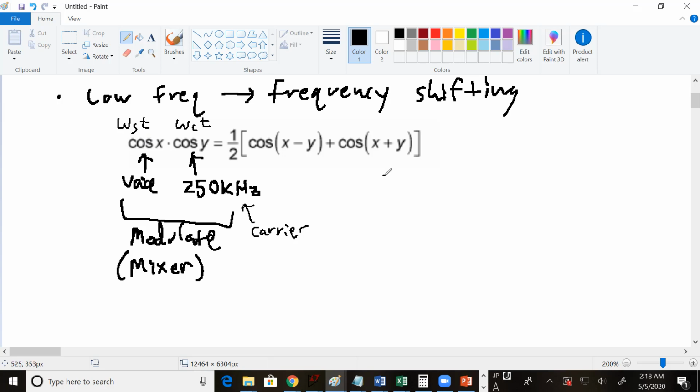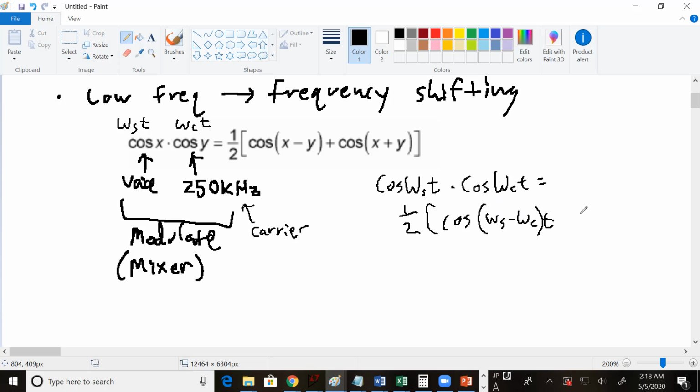So if you have cosine of omega S, your signal, and you multiply that by cosine of your carrier, you get exactly 1/2 cosine of the difference in the frequencies, omega S minus omega C times T, plus cosine of the frequency of the signal plus the frequency of the carrier times T. That is actually what comes out of the modulate block and gets transmitted.